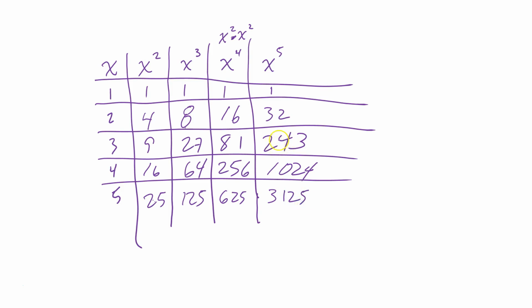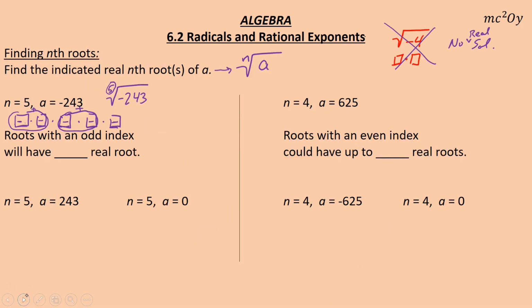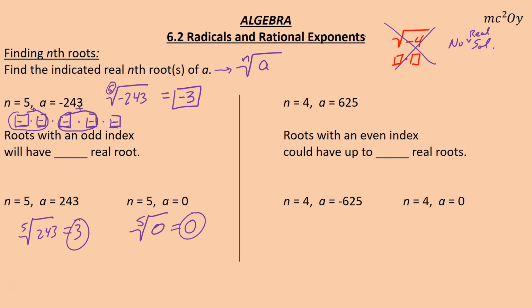Okay, so I was looking for the fifth root of negative 243. Well, the fifth root of 243 is 3. So when I go back to this, that would mean the fifth root of negative 243 is negative 3. In fact, if I want to do the fifth root, which is this next problem down here, of 243, it's 3, positive 3. How about the fifth root of 0? The fifth root of 0, in fact, any root of 0 is 0. Okay? Well, notice roots with an odd index, so 5, 5, 5, in fact, 3, 1, we usually don't do the first root, but 7. Roots with an odd index will have one real root.